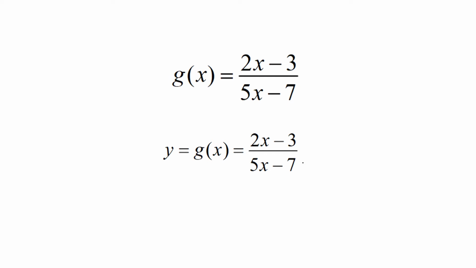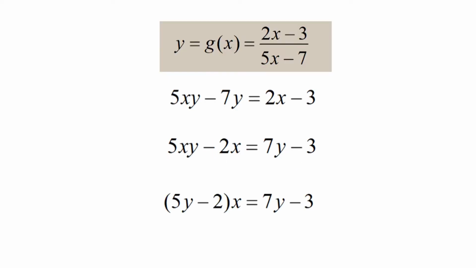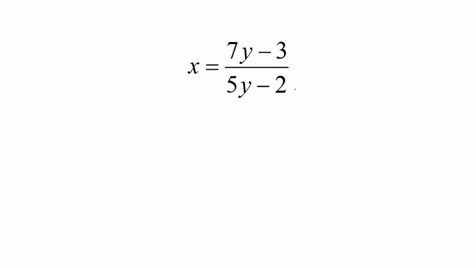Then we solve for x in terms of y as follows: 5xy minus 7y equals 2x minus 3, or 5xy minus 2x equals 7y minus 3, or (5y minus 2) whole into x equals 7y minus 3. Hence, x equals (7y minus 3) whole divided by (5y minus 2). Thus, g inverse of y equals (7y minus 3) whole divided by (5y minus 2).